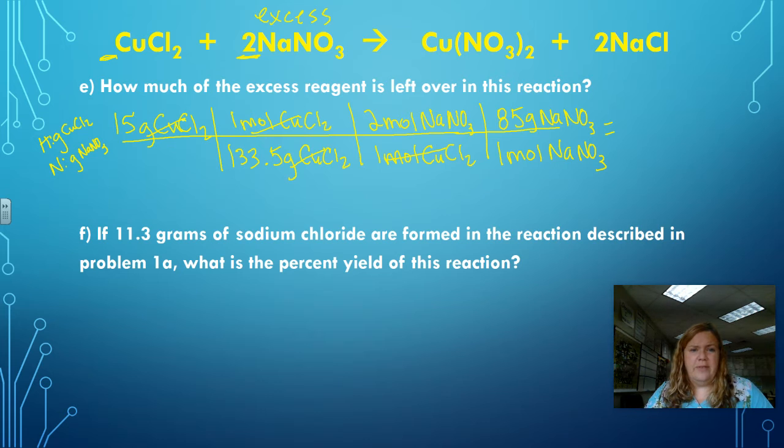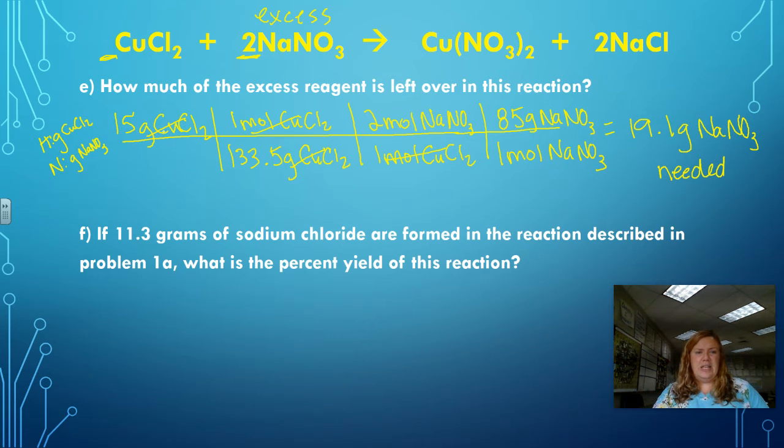And so we're going to take 15 times 2 times 85 divided by 133.5, and we're going to get 19.1 grams of sodium nitrate. This is the amount needed. This is what's needed to react with 15 grams of copper 2 chloride. Because remember, all we have is 15 grams of copper 2 chloride.